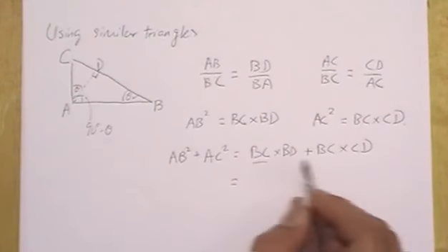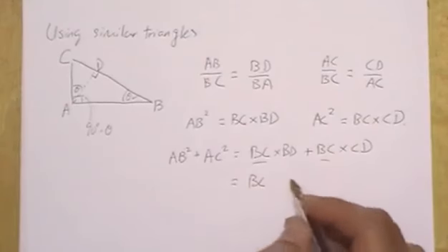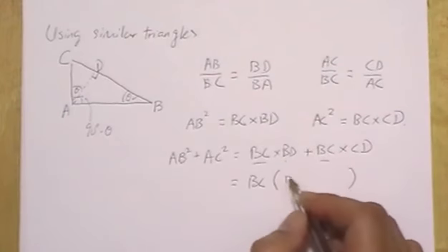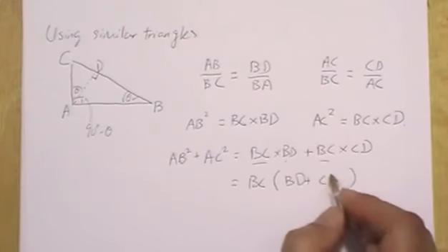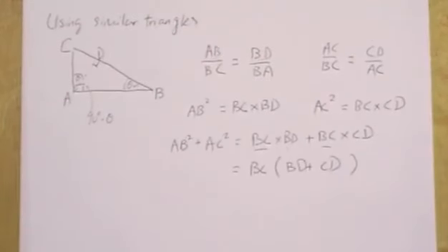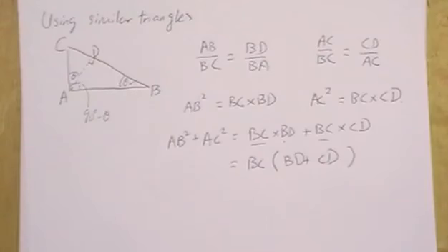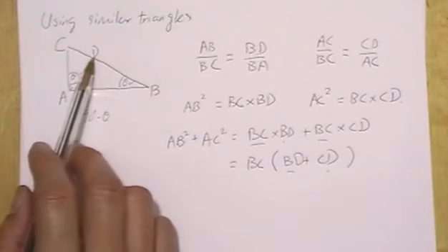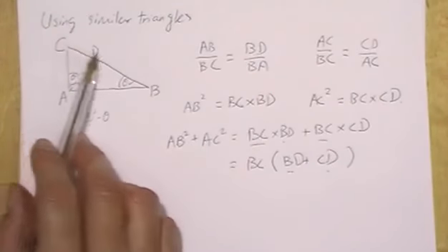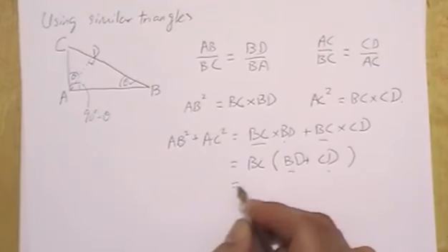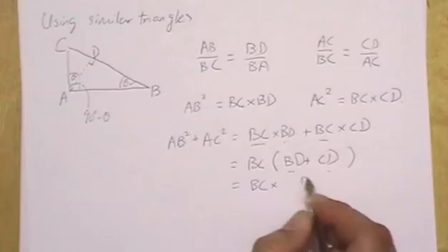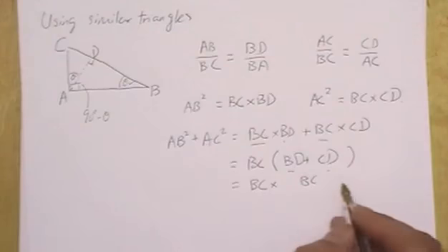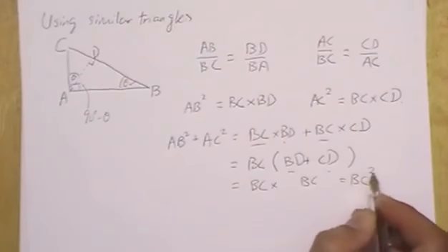Now BC is a common factor, so let's factor those out. This gives BC times bracket BD plus CD. Now BD and CD are here. That's BD, that's CD. So the sum is therefore BC. BC times BC, which is just BC squared.